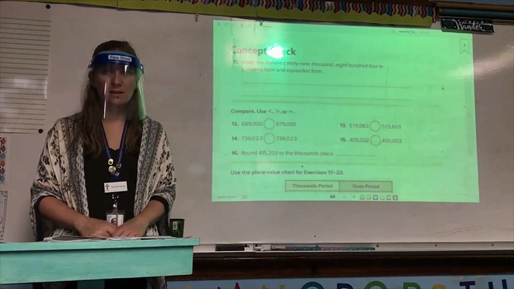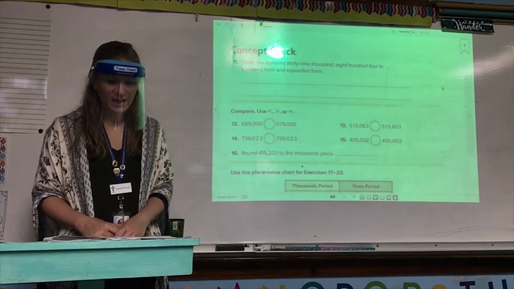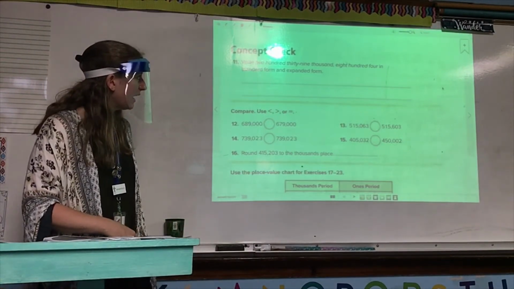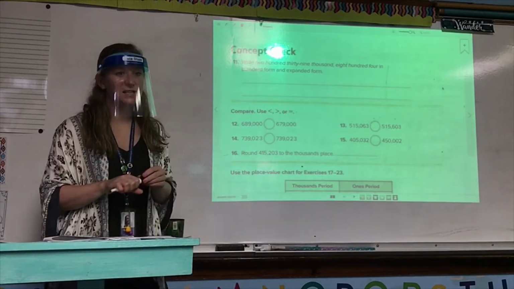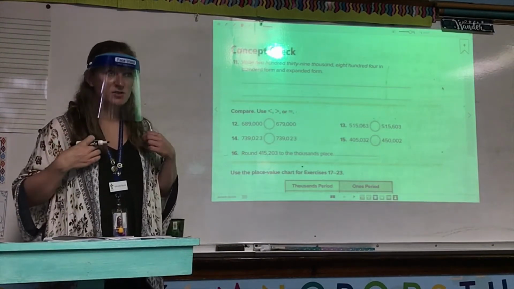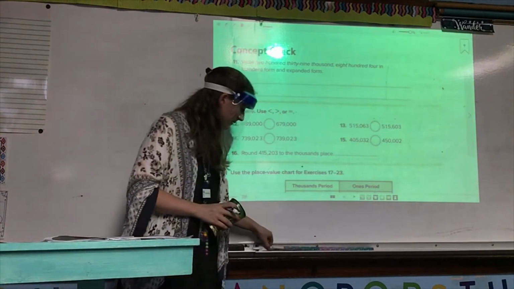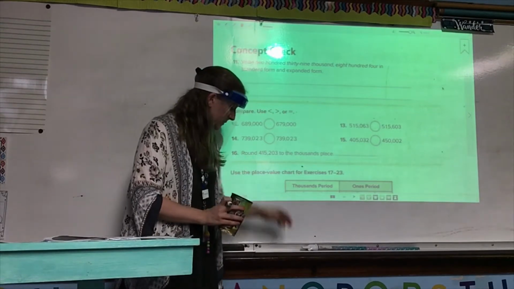And we're looking at number 11. Number 11 says, write 239,804 in standard form and expanded form. So there were 2 things you had to do for this problem. You had to write it in standard form, and you had to write it in expanded form.